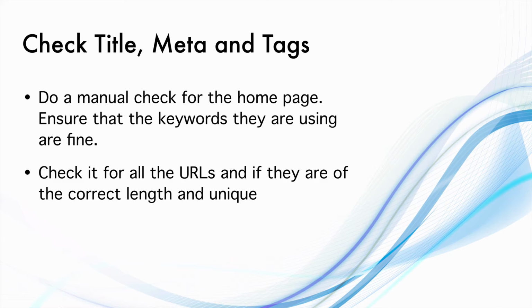Check all the URLs: whether they are of the correct length, whether they are unique, and if there are duplicates, ensure that you remove them. We will go into further depth on how to check URLs. Here, just check for the length. For now, just check for the length. If it's too big, see what you can do about it. And once you skim through all the URLs, you will find a lot of unwanted URLs, which you might want to take out of the whole system.